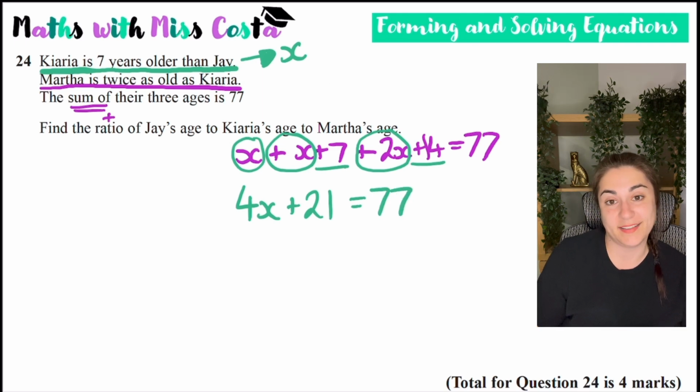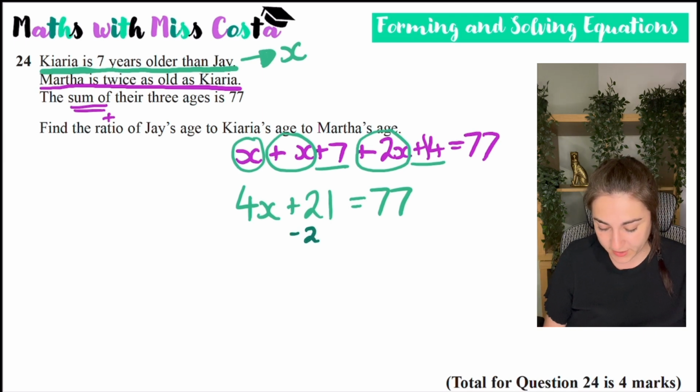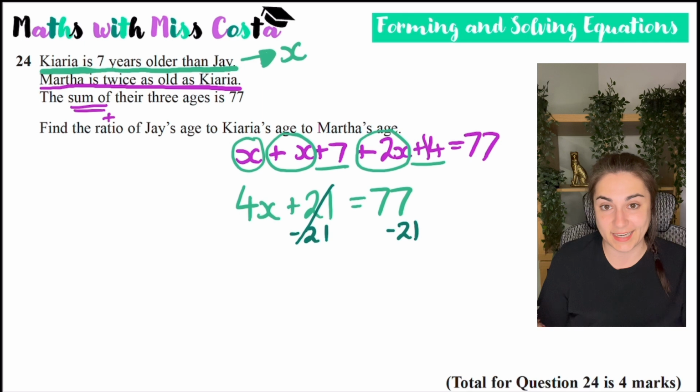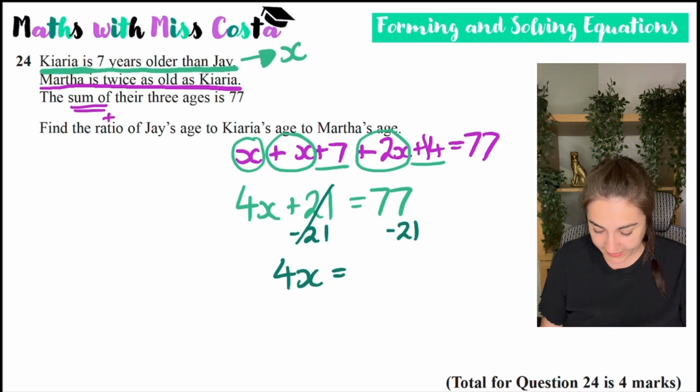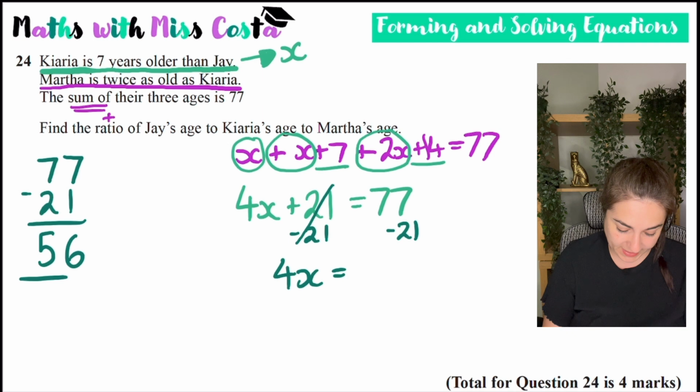Now I've simplified this equation. What I want to do is solve it to find the value of x. So once again, I put my finger over x, and then I think what else is on this side? I've got a positive 21. So I'm going to subtract 21 so it cancels on this side. And whatever I do to one side, I have to do to the other to keep the equation balanced. So I'm left with 4x equals 77 take away 21, 7 take 1 is 6, 7 take 2 is 5.